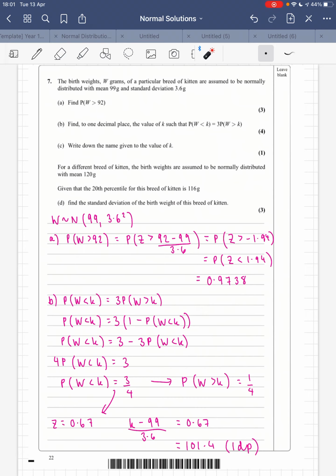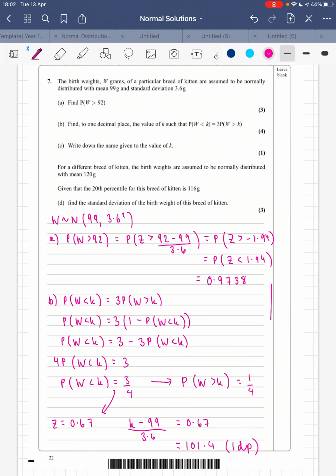The next question, we have the birth weights of a particular breed of kitten are assumed to be normally distributed with a mean 99 and a standard deviation of 3.6. Find the probability that W is greater than 92. Again, I've wrote out my distribution here, and now I'm finding the probability that W is greater than 92. I need to code it to put it into the standard normal distribution Z. So I subtract the mean and divide by standard deviation. Means I'm trying to find the probability that Z is greater than minus 1.94. This is the same as finding the probability that Z is less than 1.94.